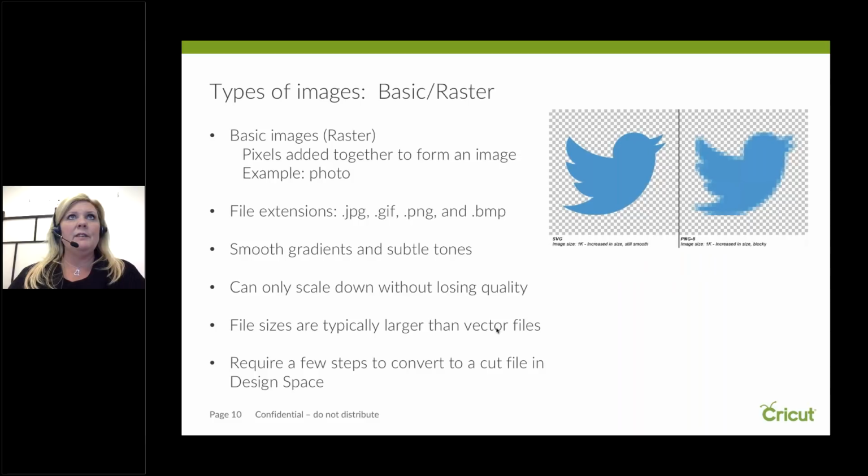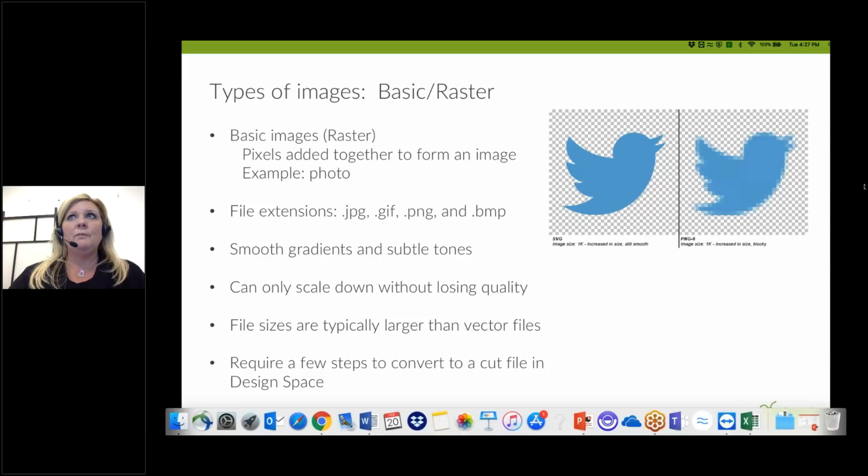So then the other kind of image is a basic image, and you can see here on my visual an SVG compared to a PNG file, and you can see how it looks pixelated, right, and blocky, because that's how it was created, by pixels that are added together, pixel upon pixel upon pixel. And so a JPEG, a typical photo, are just those kind of little pixels all together. And the file extensions usually end with JPEG, GIF, PNG, BMP.